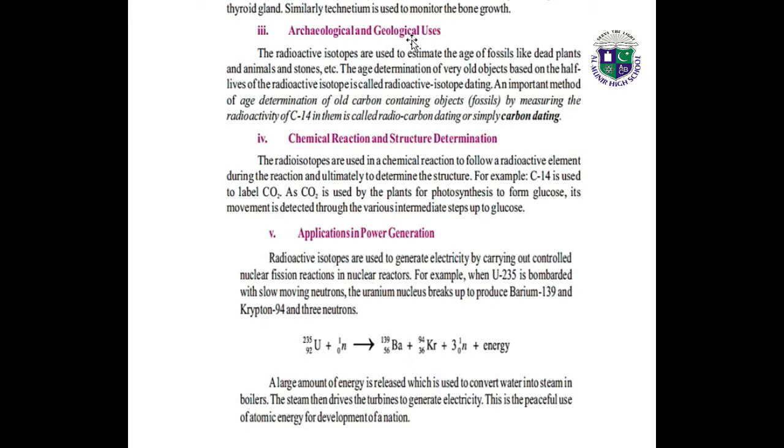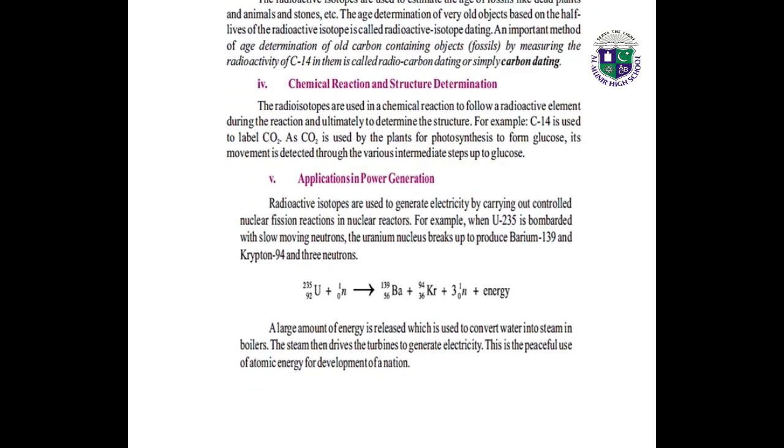Archaeological and geological uses: an important method of age determination of old carbon-containing objects by measuring the radioactivity of C-14 in them is called radiocarbon dating or simply carbon dating. The radioisotopes are used in a chemical reaction to follow a radioactive element during the reaction and ultimately to determine the structure. C-14 is used to label CO2.